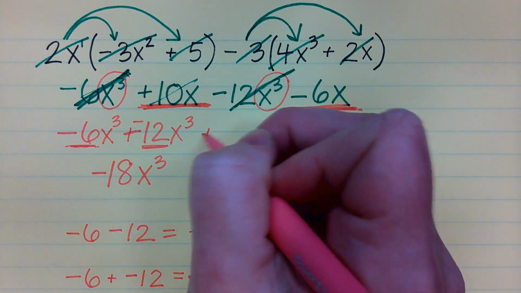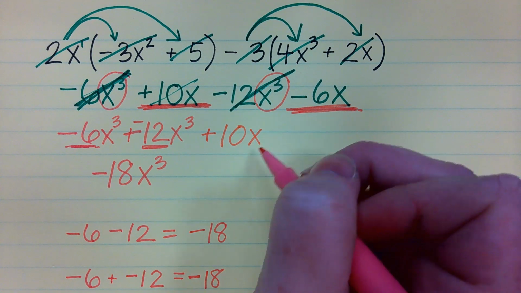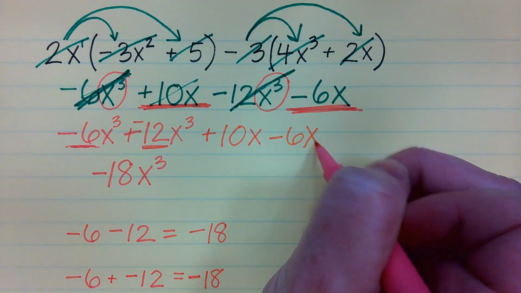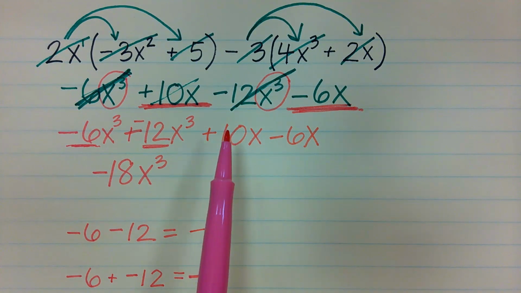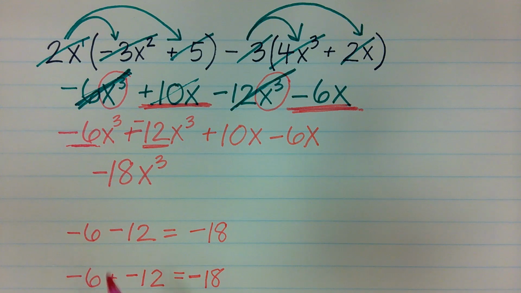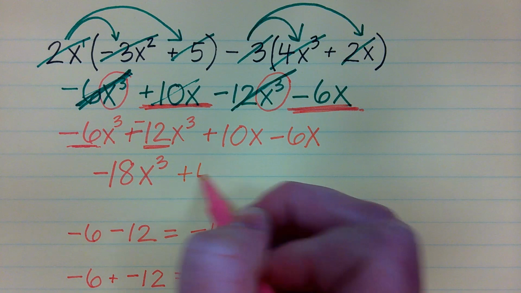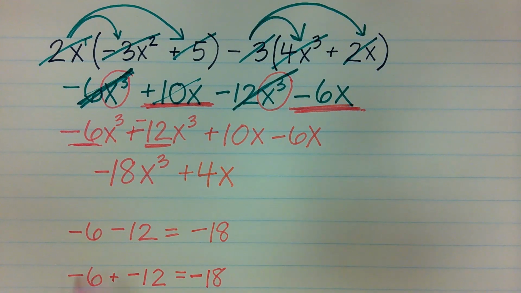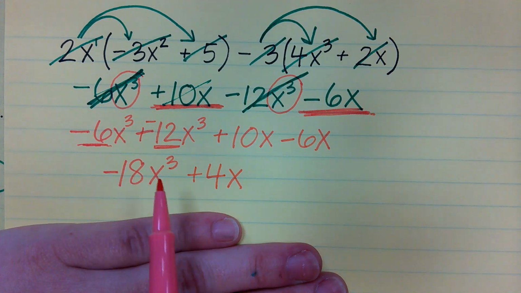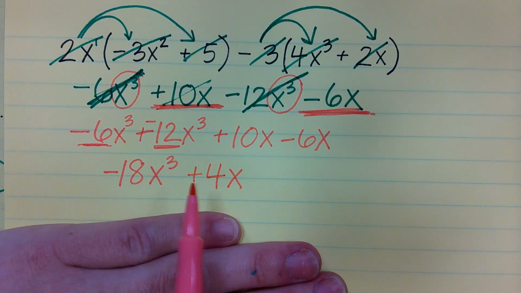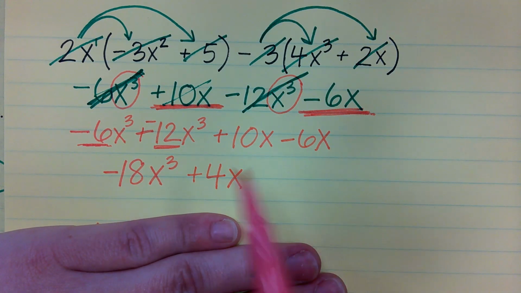I've got plus 10x minus 6x. What's 10 minus 6? 4x. Yeah, positive 4x. You don't want to lose your variable. Plus 4x. So now we're here: negative 18x to the third power plus 4x. Yes, that is it. That's our answer.